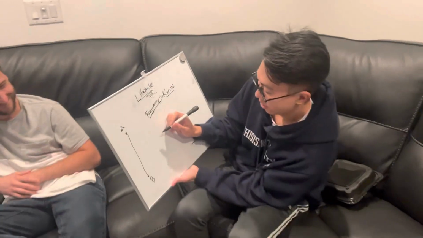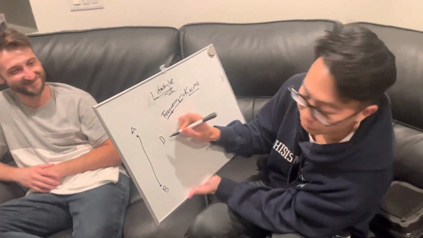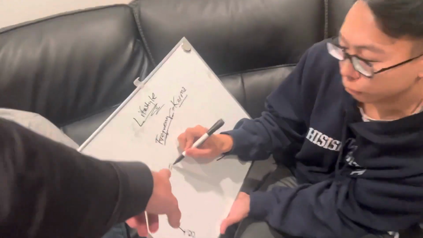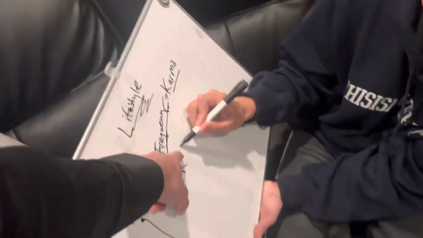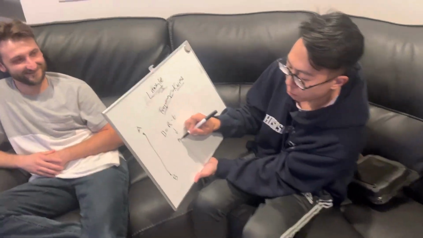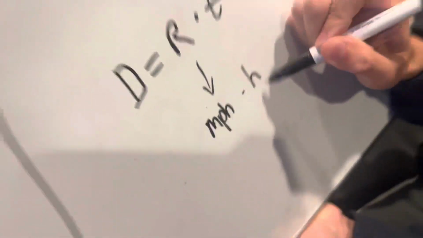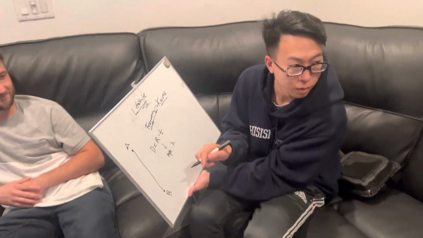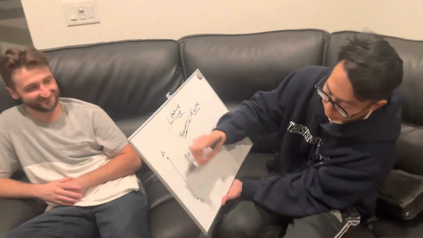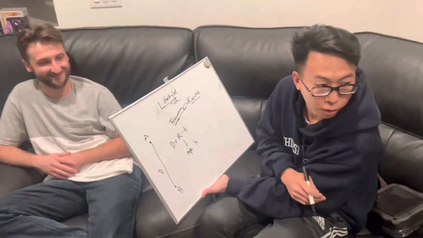Your distance that you travel is equal to the rate at which you're moving multiplied by time. Think about it: this is your miles per hour times hours. That's your distance, right? Rate times time is distance.